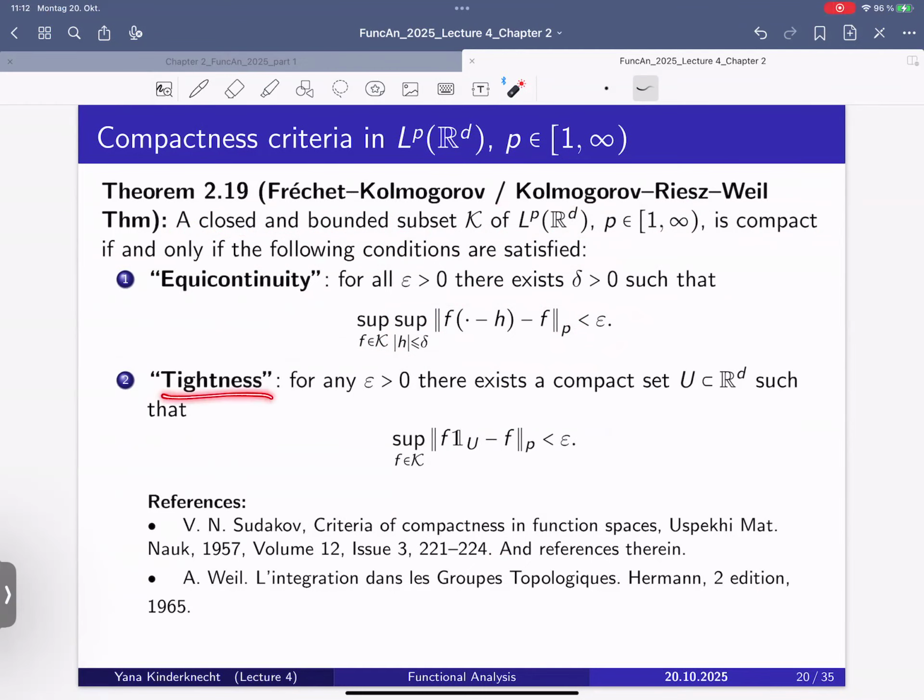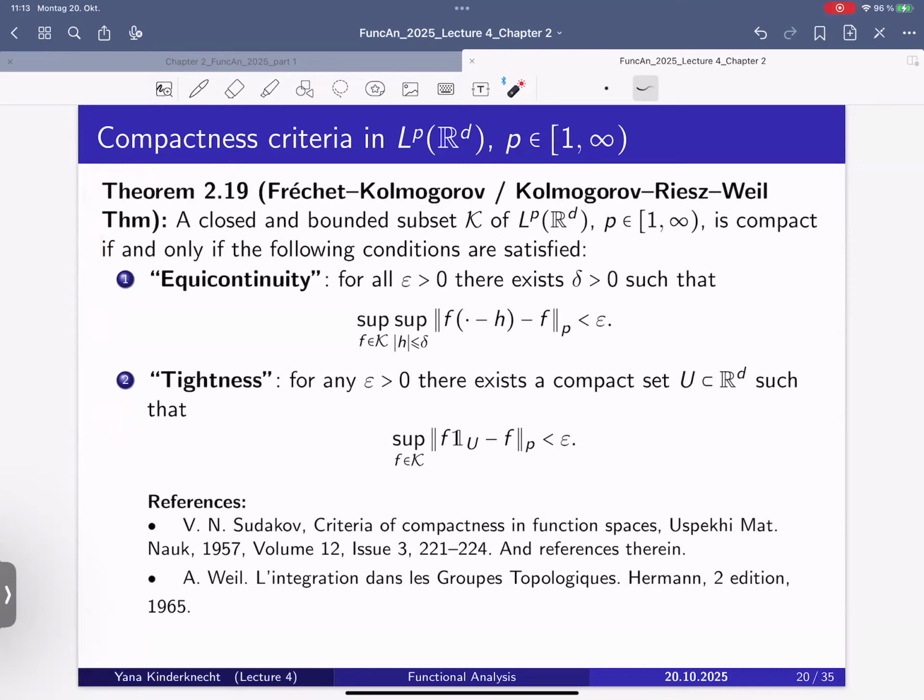And the second condition is tightness. For any positive epsilon, there exists a compact set U in R^d such that, roughly speaking, all elements f of our set K live almost in U. That is, if we consider the difference between the function f itself and the cutoff, where we have cut off everything outside this compact set U, this norm should be small for all elements f. This is exactly the idea that all elements of this set K essentially live here, and everything outside is arbitrarily small. Okay, so this is just the statement and the idea.